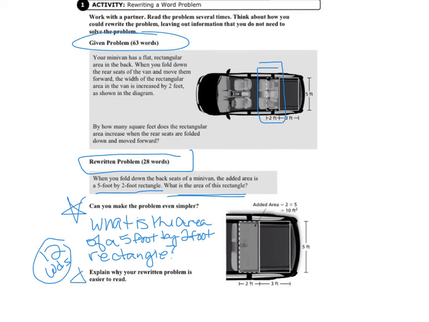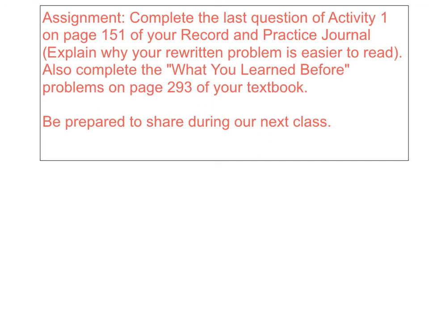This part on the bottom, explain why your rewritten problem is easier to read, is going to be your assignment for tonight. Your assignment for this lesson is to complete the last question of Activity 1 on page 151 of your Record and Practice Journal. That question is, explain why your rewritten problem is easier to read. Also, complete the What You Learned Before problems on page 293 of your textbook. Be prepared to share during our next class.